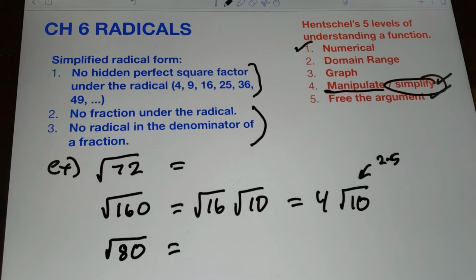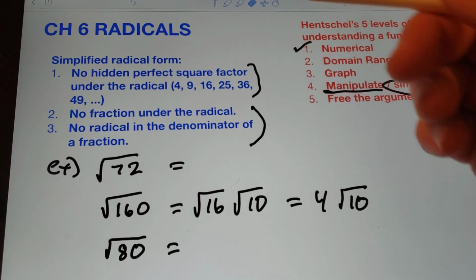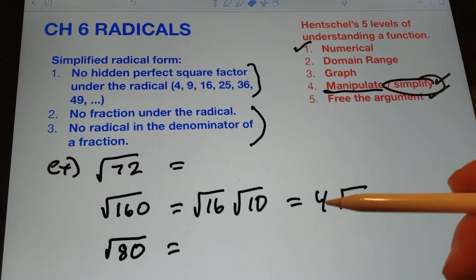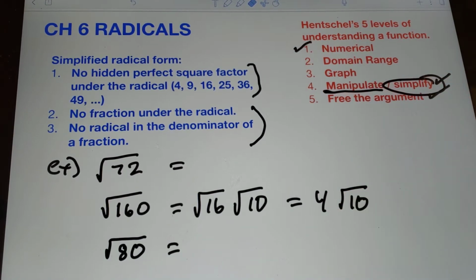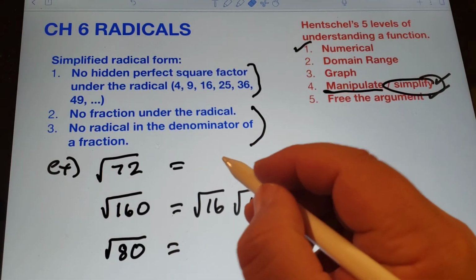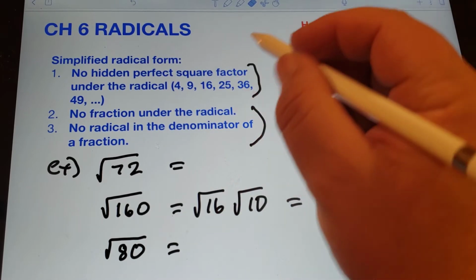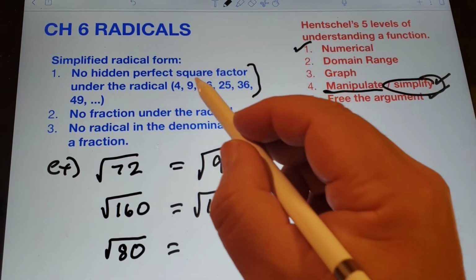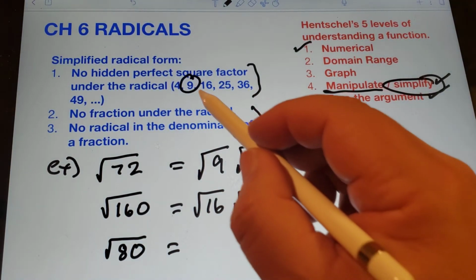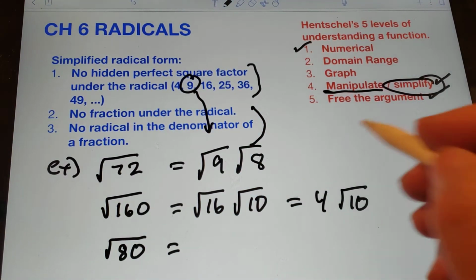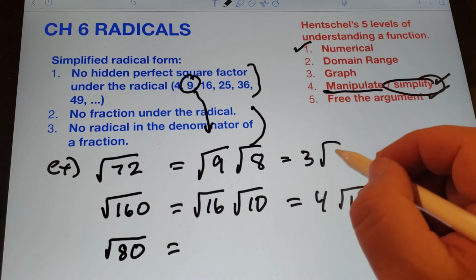Now, I say that because it's almost comical how students misinterpret the rule, no hidden perfect square factor under the radical, with the implementation when you're doing this problem. So I'll give you an example. On this one, problem number 72, the square root of 72, I've seen a lot of students getting determined to factor it like this, because they see a 9 and they're just all excited. Look, I wrote a 9, and that is 3 square root of 8.